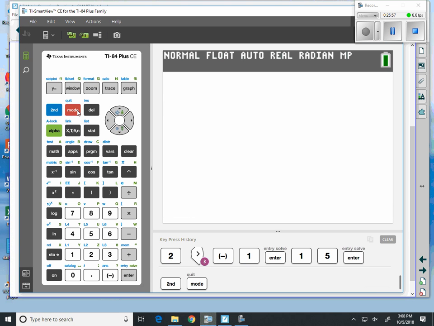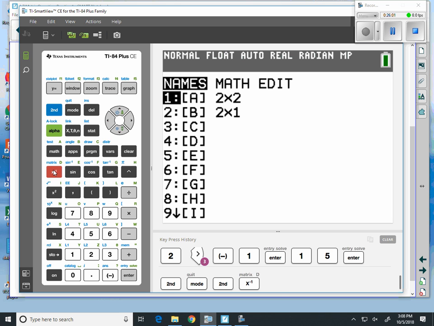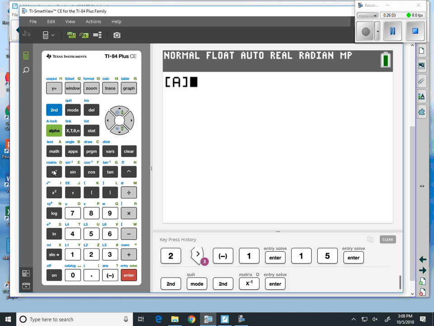So second mode will take us out. We're going to go into our matrix again, second matrix. You're just going to choose A. Then right over here, below the math button, that matrix button, if we don't press second before that, we just press the button, it'll give us the notation for inverse. So we can go ahead and press that.